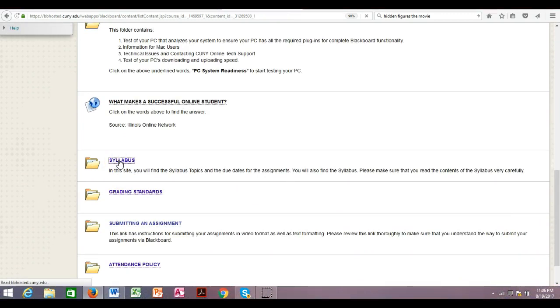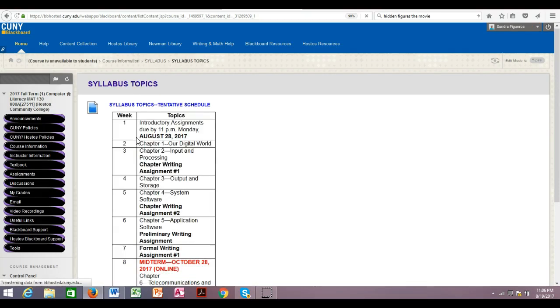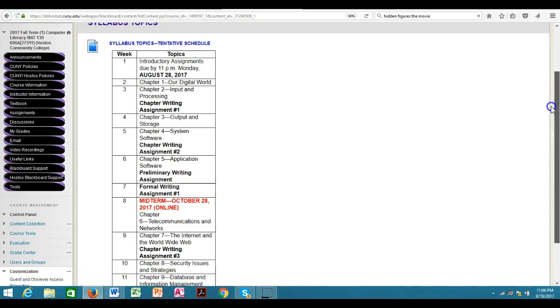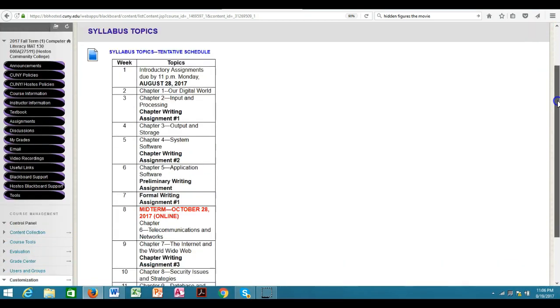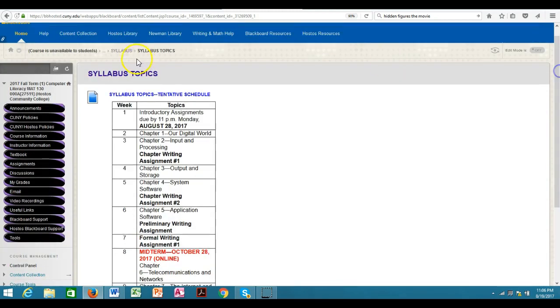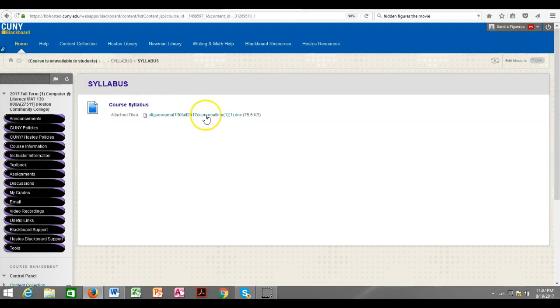All right, we have the syllabus, and our syllabus topics are over here, so you'll see all of the topics that you're going to be involved with, digital world, and how many writing assignments you're going to have. And remember, this is writing intensive. 40% of your grade is based on writing. So make sure you're aware of that. The syllabus is right here. You have to download the syllabus.